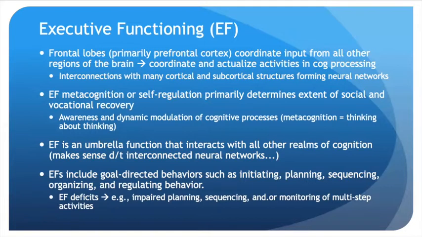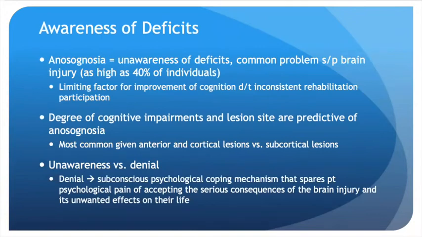Executive function is kind of an umbrella function that interacts with all other realms of cognition, which makes sense because we're talking about interconnected neural networks, right? So there should be an interconnection between the functions, since there is a neurological interconnection between them, like a physical neurological connection between various regions of the brain. Executive functions include goal-oriented behaviors, such as initiating, planning, sequencing, organizing, and regulating behavior. And so when you have deficits in these areas, it results in things such as impaired planning, impaired sequencing, and or monitoring of multi-step activities.